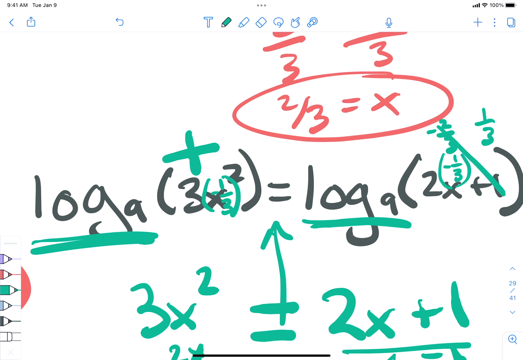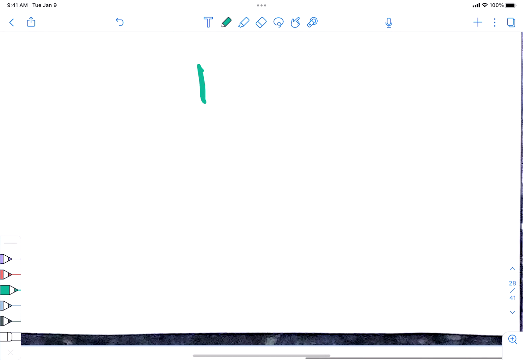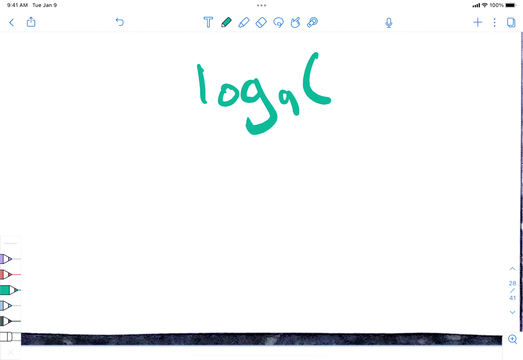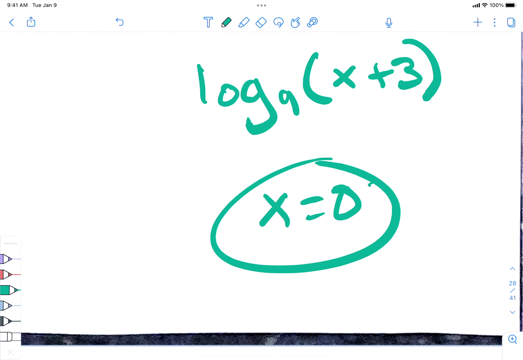So if it was like log base 9 of x plus 3, let's say, and you got x equals 0. Is 0 going to be an answer, or is 0 not going to be an answer? That's going to be an answer, because if I plug 0 in here, I'm taking log of 3. So that still works. That's not a non-solution, right? So that's the exception to the rule. It's kind of tricky, okay?